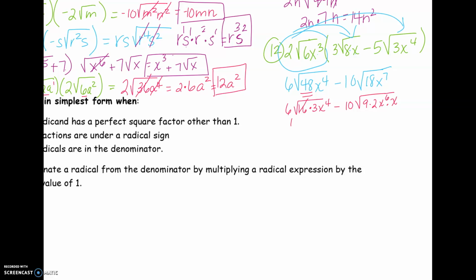Square root of 16 is 4, so I have 6 times 4. Square root of x to the 4th is x squared. So I'm left with the square root of 3. I'll come back and clean that up. Then I have minus 10 times square root of 9 is 3. The square root of x to the 6th is x cubed. What am I left with? The square root of 2x. So now let's combine this. I get 24x squared times the square root of 3 minus 30x cubed times the square root of 2x. It's kind of a funky answer, but that is the answer for that one.